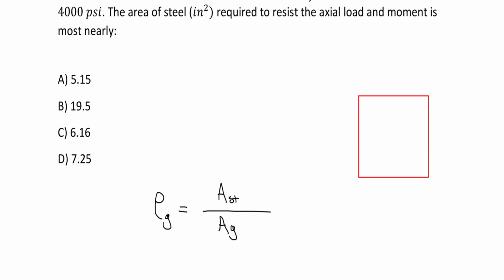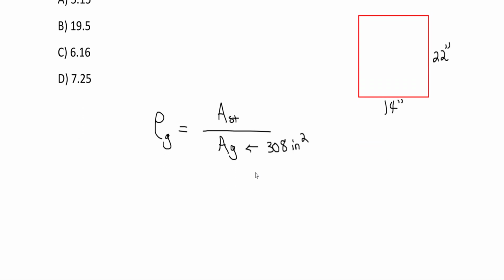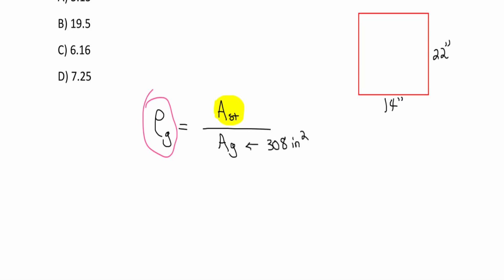These are in inches, so 14 times 22 is 308 inches squared. We know this value for A sub g, and we want to determine A sub s, but we don't know this rho sub g, and we need to use the diagram to find rho sub g. So we'll do exactly that.